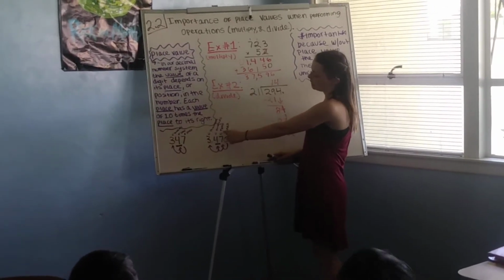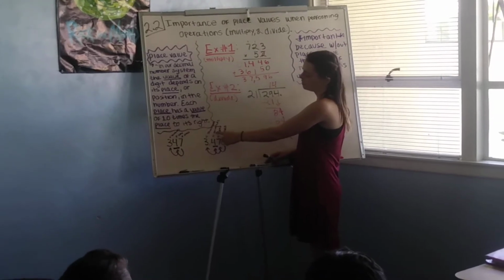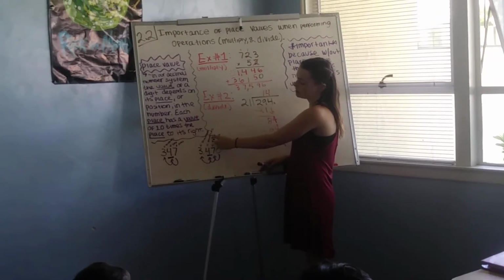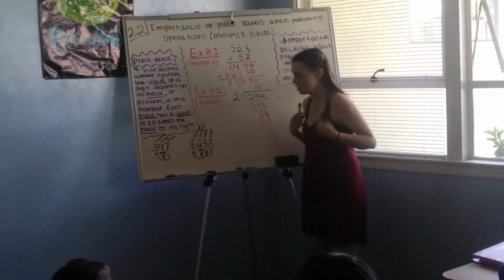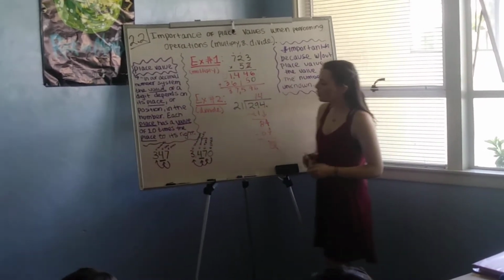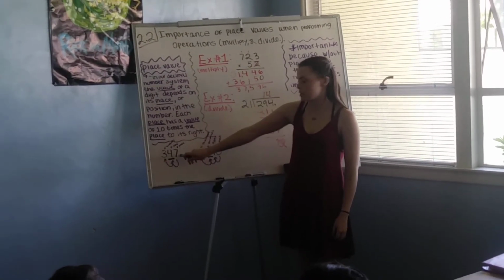Tens. Okay, what's 10 times 10? 100. And what's the next place value? Hundreds. Okay, and 100 times 10? 1,000. And the next place value? Thousands, good.